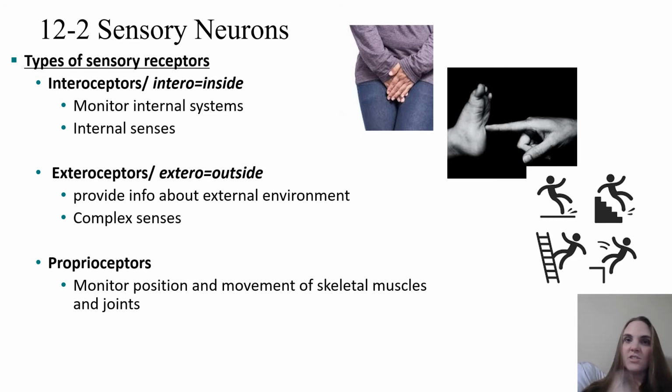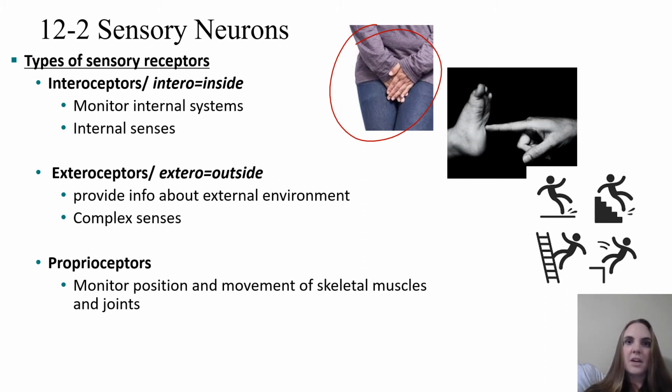So let's talk about the different types of sensory receptors. We have interoceptors. Intero means inside, and they're going to monitor internal systems like our digestive and urinary tract. And I put this picture in here to help you remember it. They're going to sense internal signals such as stretching. In this picture, the bladder is stretching and this individual is sensing that their bladder is full and they need to use the restroom. They can also sense deep pressure and pain.